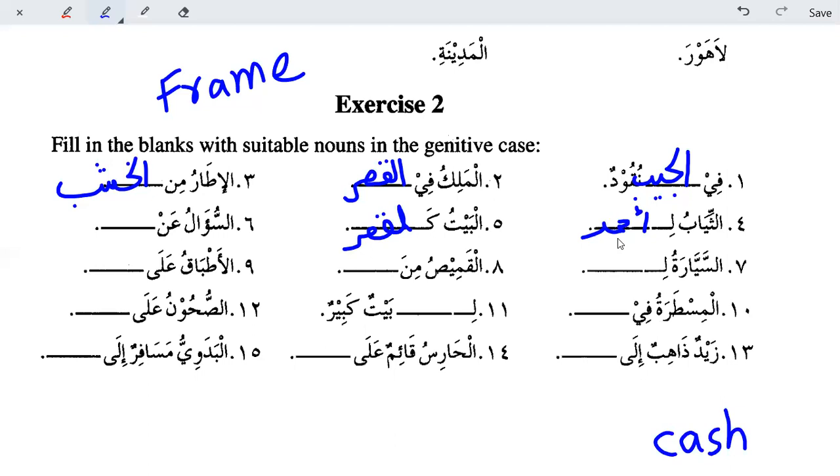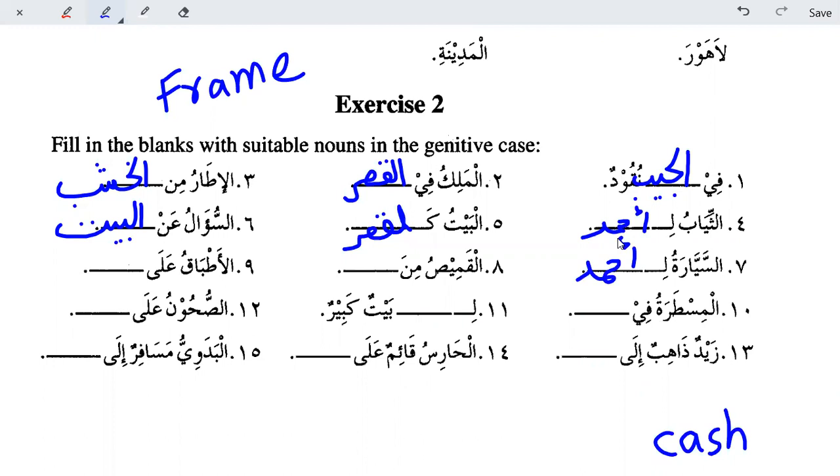As-su'alu anil bayt. The question is about the house. As-sayyaratu li Ahmad. The car belongs to Ahmad.